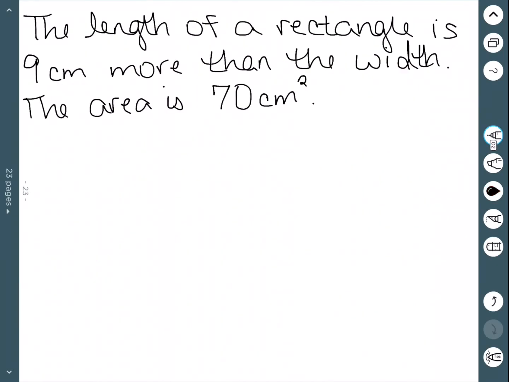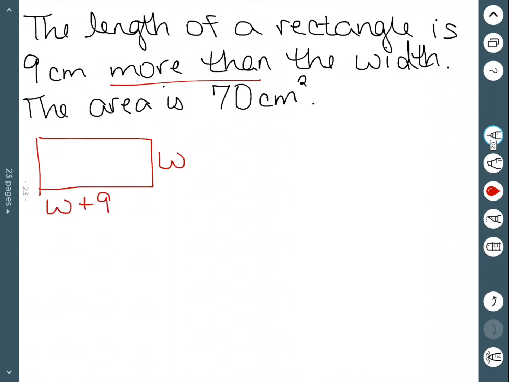Here we have a rectangle. We know the length of the rectangle is 9 centimeters more than the width, and the area is 70 centimeters squared. We want to find the dimensions of this rectangle. So we have the rectangle. We don't know the width, we'll call it W. And the length is 9 more than. More than means add. So W plus 9.